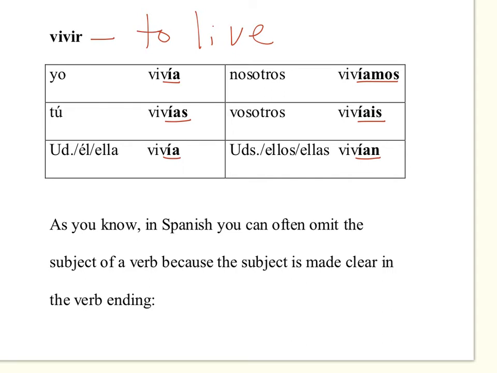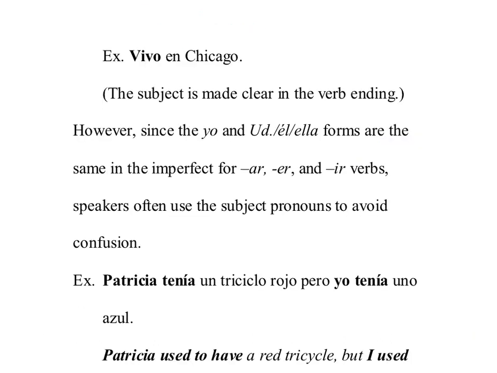As you know, in Spanish, you can often omit the subject of a verb because the subject is made clear in the verb ending. Let's look at an example. In this example, we have vivo en Chicago. Normally, we would write yo vivo, and we know it's the subject yo because it ends in o. However, since yo and usted, él, ella forms are the same in the imperfect for AR, ER, and IR verbs, speakers often use the subject pronoun to avoid confusion.